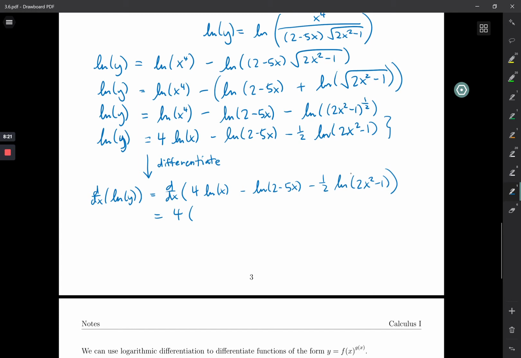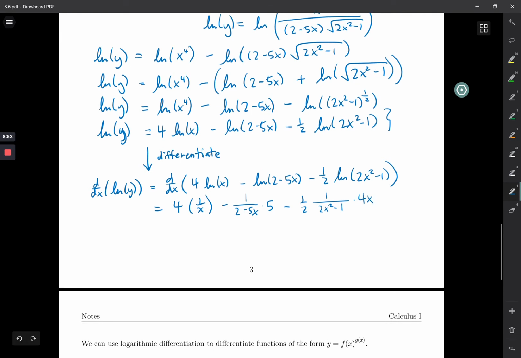So the derivative of natural log of x, we just learned it's 1 over x. So we get 4 times 1 over x for that one. Here, we would get 1 over 2 minus 5x times the derivative of the inside, which is just negative 5. And then lastly, we get 1 over 2x squared minus 1 times the derivative of the inside, which is 4x.